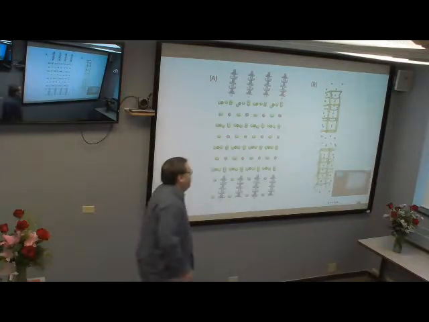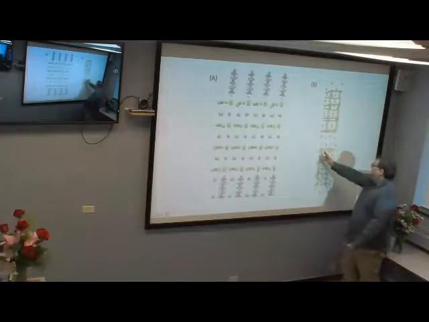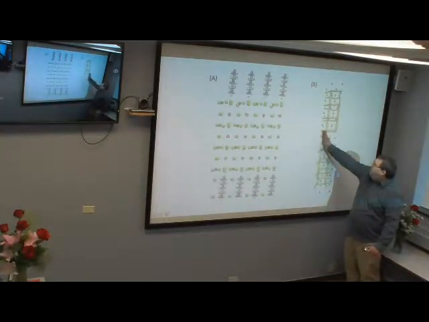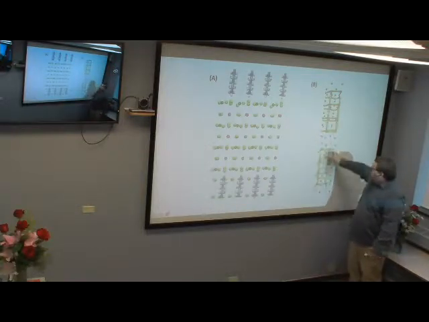And you'll notice that if you look at it, the perovskite layers are offset from each other between the top and the bottom.